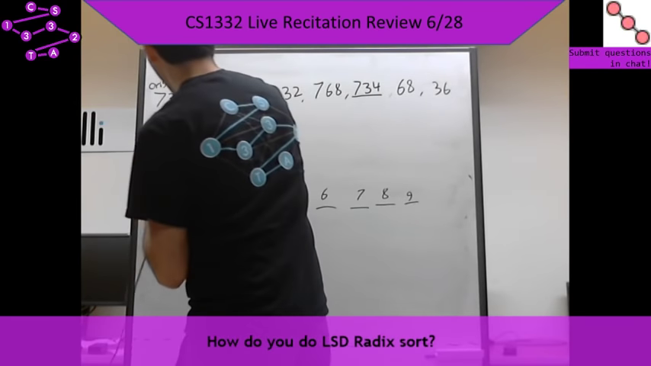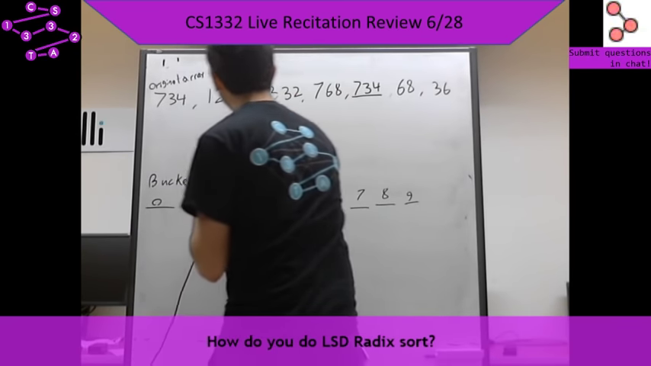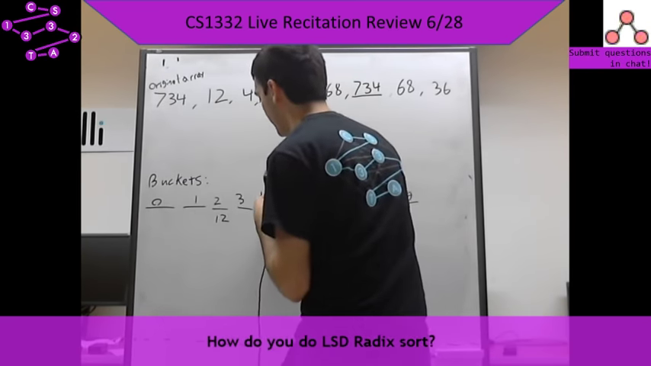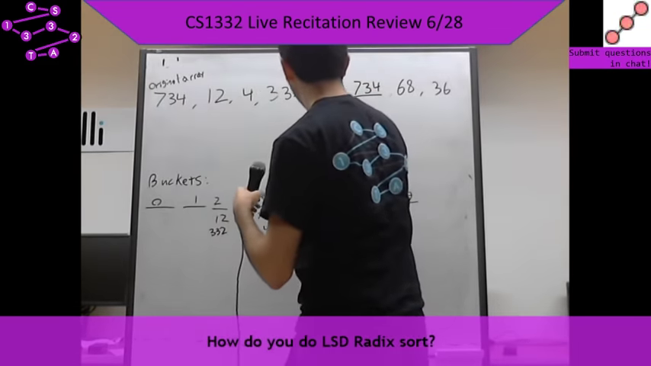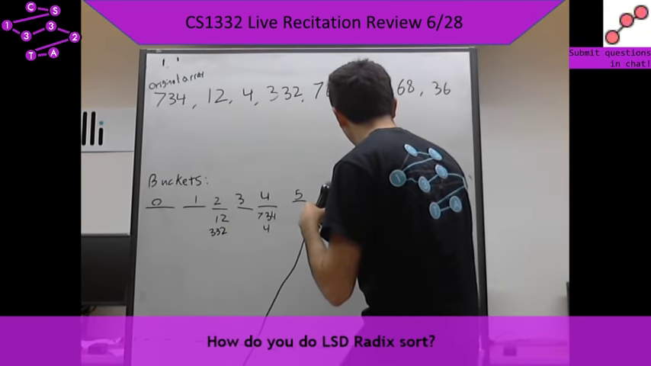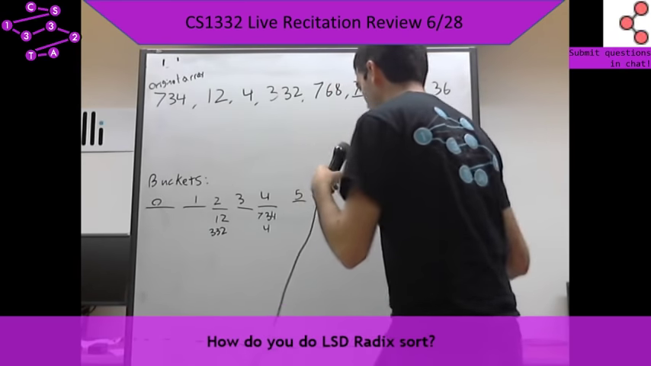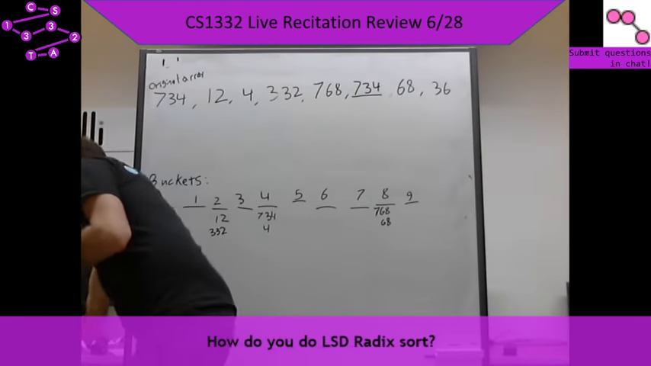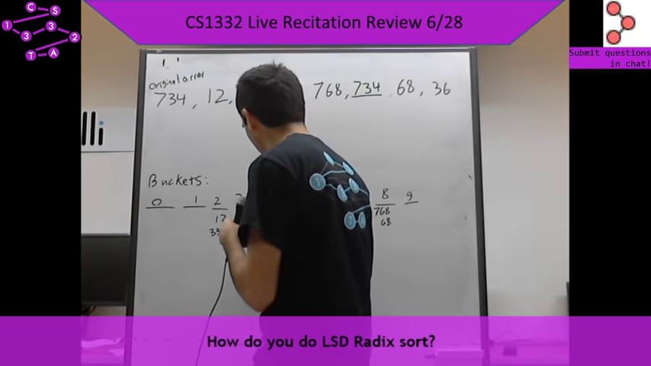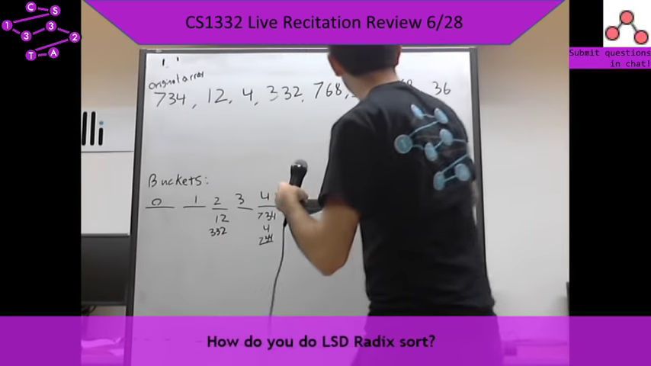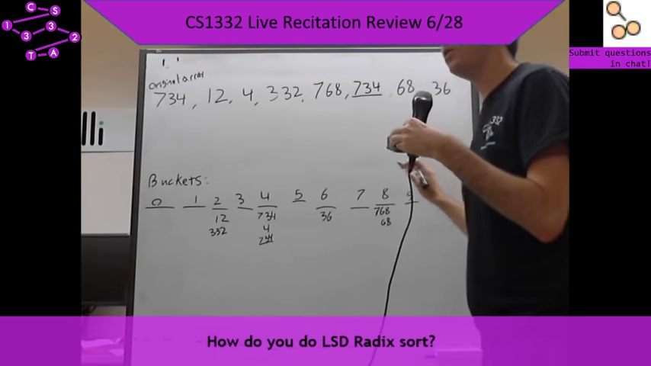So 734 has a 4 in the ones place. 12 is a 2. 4 has a 4, so we put it after 734. 332, 768, 68. Sorry, I missed our duplicate. So we have this other 734, then 68, then 36.